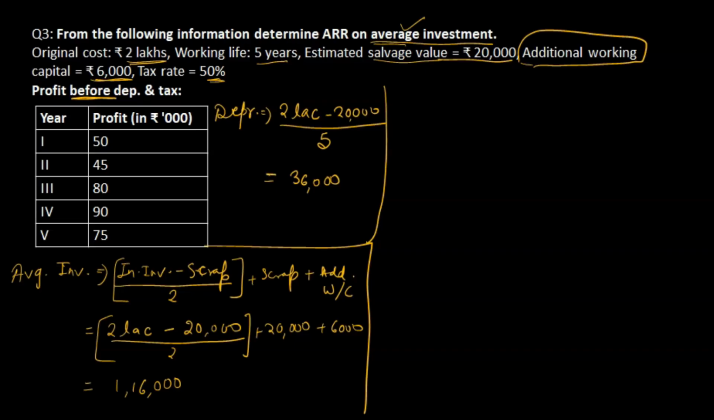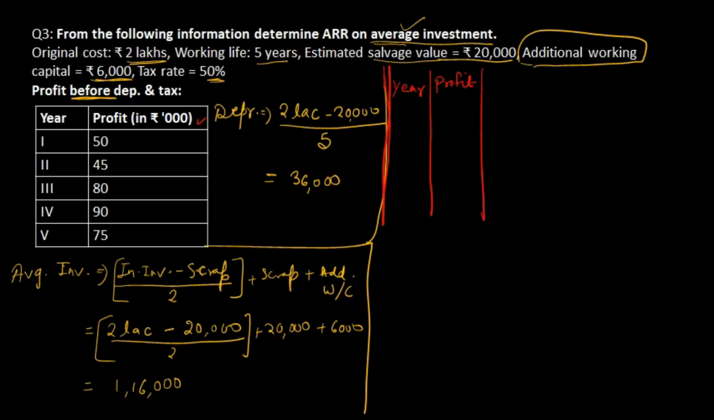Then we will get profit after depreciation and tax, and when we get that, we need to find out the average. That's it, and then we will put it in the formula and get the answer. So first let's find out profit after depreciation and tax. I am creating a statement for calculating profit after depreciation and tax. Here, year, and then profits are given in the question, 50,000, 45,000, like this.